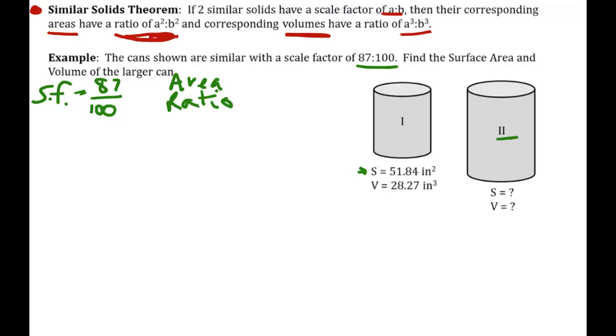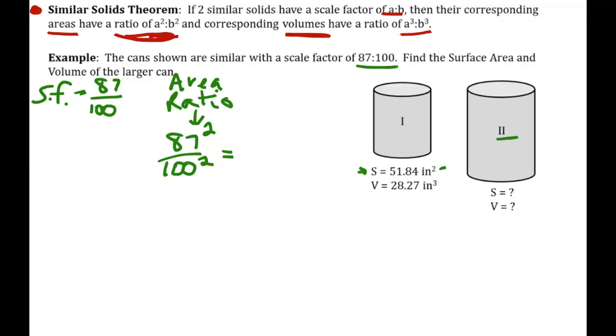The ratio of their two areas is going to equal the area ratio that we get by squaring the scale factor, 87 squared over 100 squared. Now that's the area ratio, and so then we set the area ratio equal to the actual surface areas.